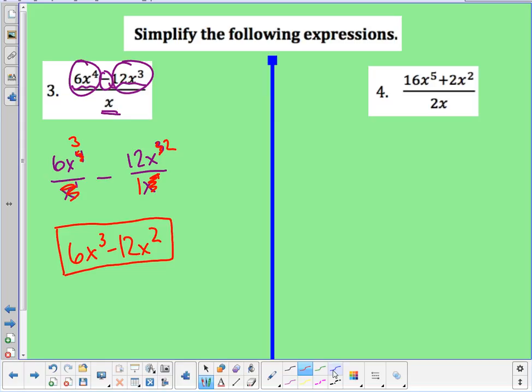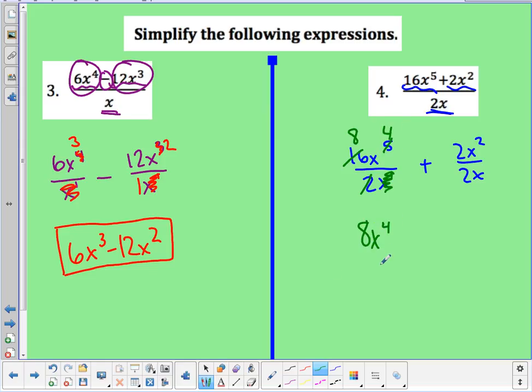Let's take a look at number 4. In number 4, again, I need to divide that by the bottom and that by the bottom. So I'm going to split them apart. 16x to the 5th over 2x plus 2x squared over 2x. For the first one, 16 divided by 2 is 8. And then x to the 5th over x, that was just me taking out a common factor of 2, by the way. I divided by 2. If I divide out an x, I can make one of these x's go away, and this will be x to the 4th. So I have 8x to the 4th for that first term.